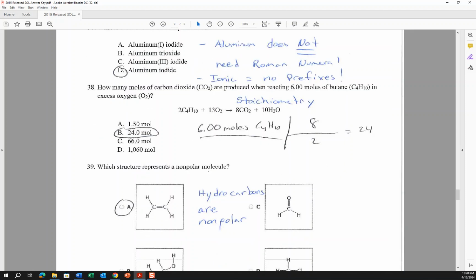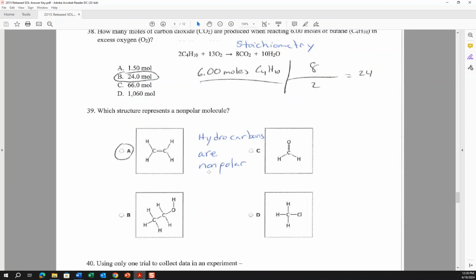Okay. And then remember, hydrocarbons we always say are nonpolar. And when you add functional groups, like here's an aldehyde functional group, here's a chloro functional group, here's an alcohol functional group, when you add functional groups to organic compounds, hydrocarbons, they're polar. If it's just carbon and hydrogen, nonpolar.